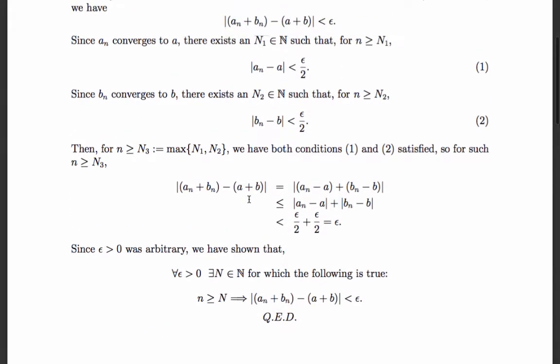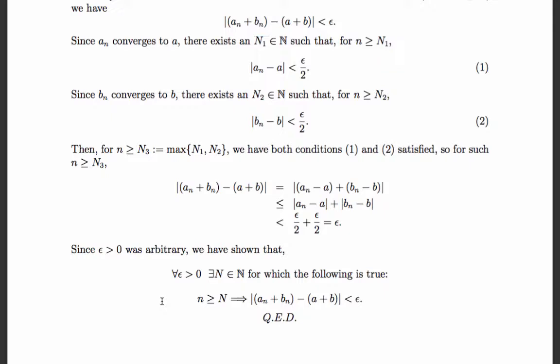And just to get comfortable with our math speak, we've shown that for any epsilon greater than 0, there exists a natural number N for which the following is true. If little n is greater than or equal to big N, this implies that the absolute value of the difference of a_n plus b_n and a plus b is less than epsilon. QED.